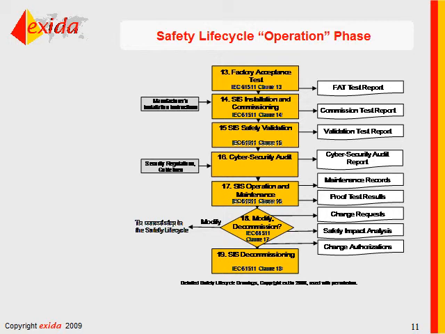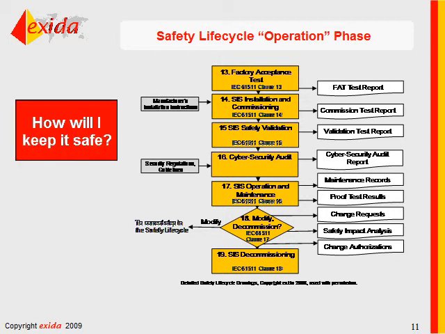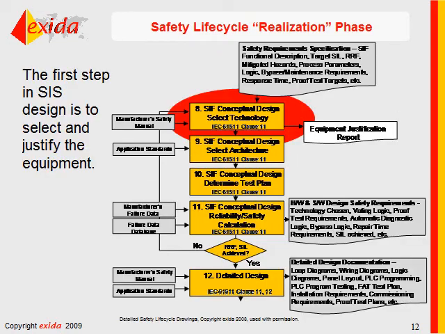Here we figure out, in a very simple way of describing it, how do I keep it safe? When we're talking about equipment justification, we are talking about the realization phase. The first step in safety instrumented system design is to select and justify the equipment we are going to use.